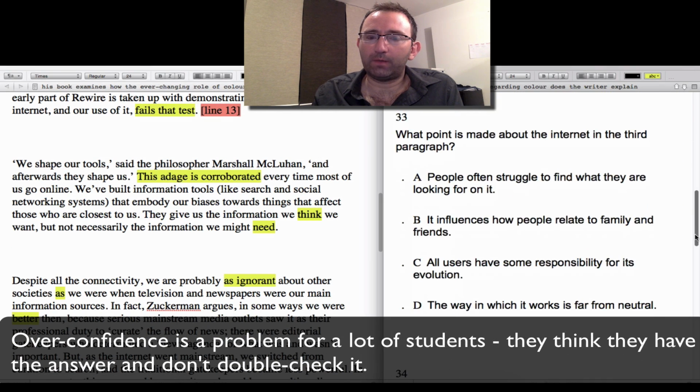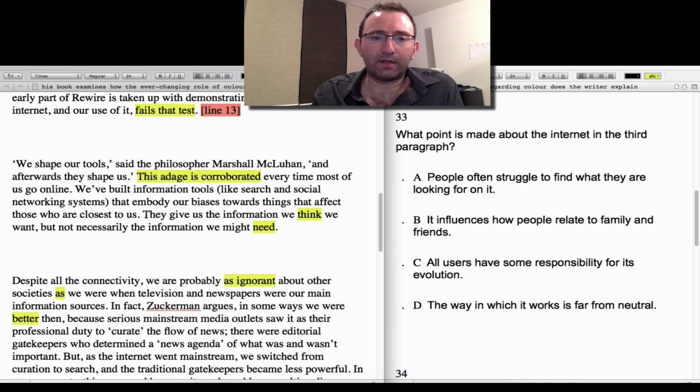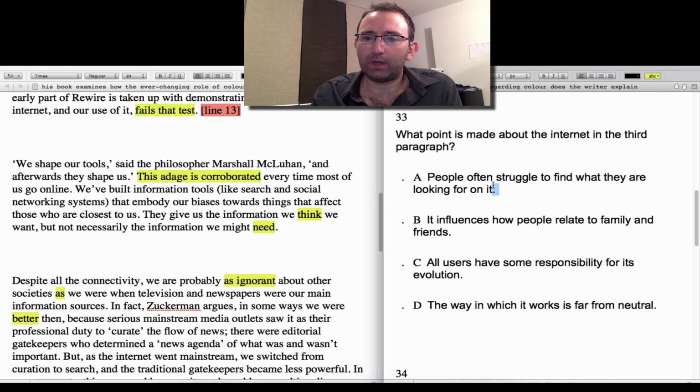Let's move on. So 33, what point is made about the internet in the third paragraph? Well, what is the point? We shape our tools and they shape us. Probably, yeah, I highlighted two of the words in this sentence. These tools give us the information we think we want, but not necessarily the information we might need. That's very tempting, but I suspect that's not the answer.